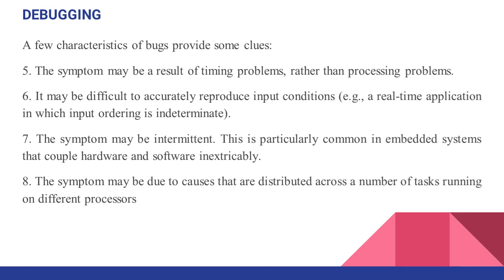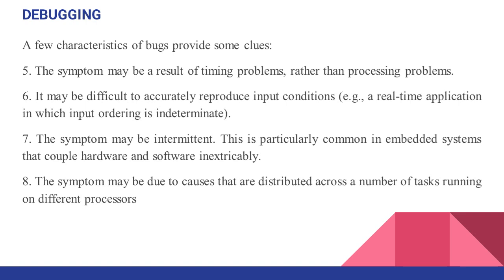During debugging, we will encounter errors that range from mildly annoying, for example an incorrect output format, to catastrophic, that is, a system failure causing serious economic or physical damage. As the consequences of an error increase, the amount of pressure to find the cause also increases. Often, pressure forces some software developers to fix one error and at the same time introduce two more.